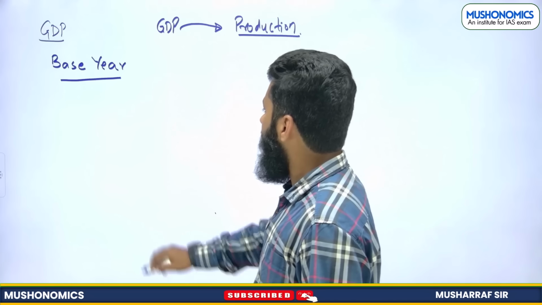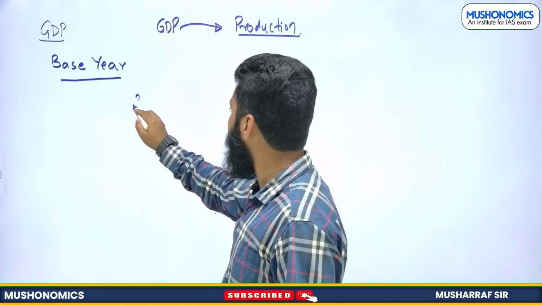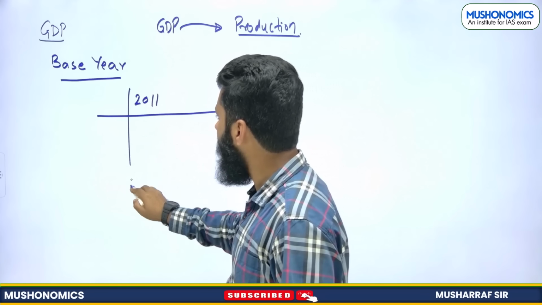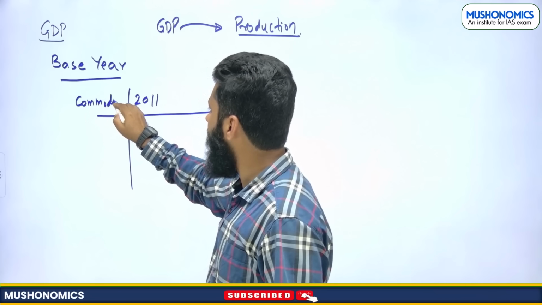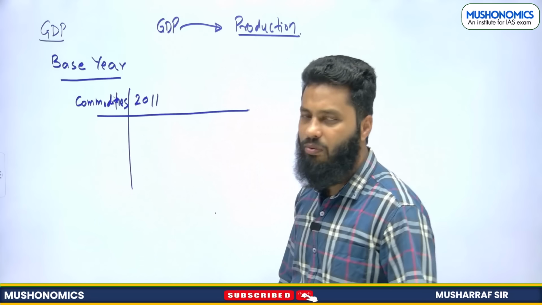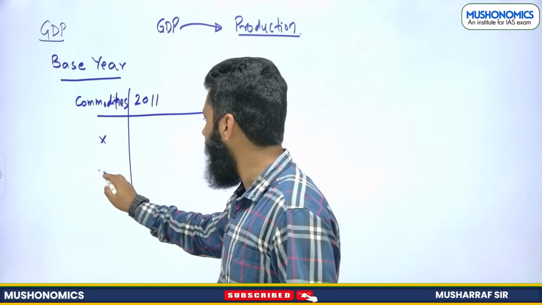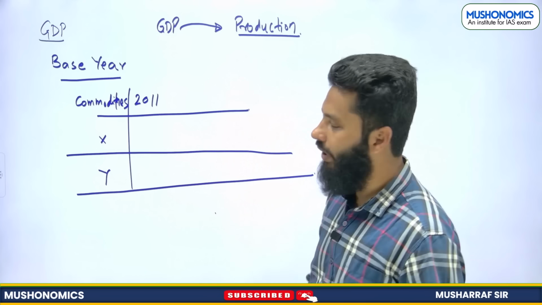Now, let us assume that there are 2 years. For example, this is 2011. There are only two commodities that are being produced in an economy. So this is commodities. So let us assume there are only two commodities that are being produced in an economy, commodity X and commodity Y, right? Commodity X and commodity Y.